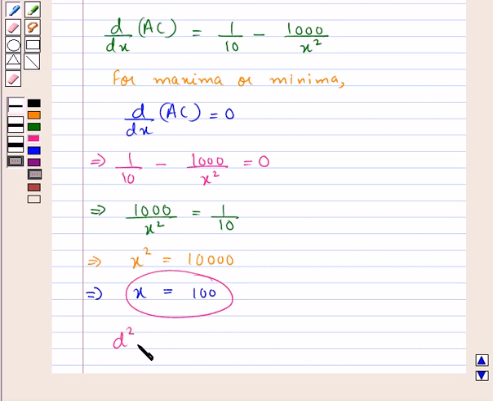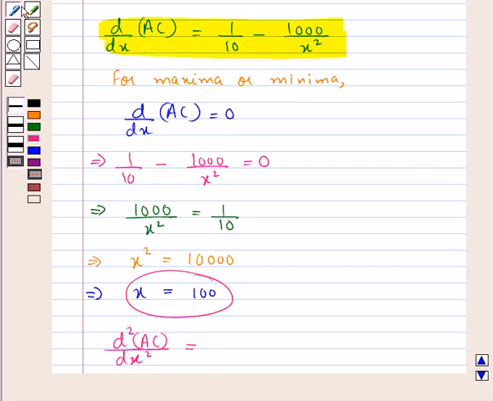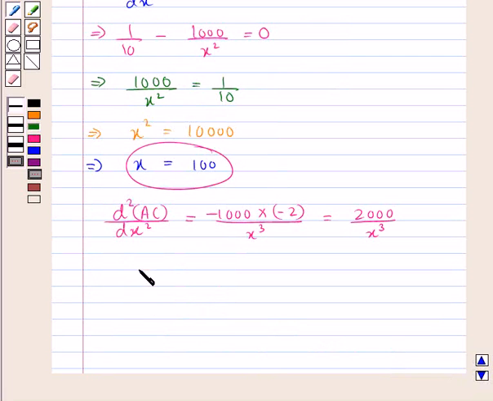Next, we find out d2 AC by dx2, that is, we differentiate dy dx of AC with respect to x. So, we get minus 1000 into minus 2 upon x cube. So, this is equal to 2000 upon x cube. Let's now find out d2 AC by dx2 at x equal to 100.